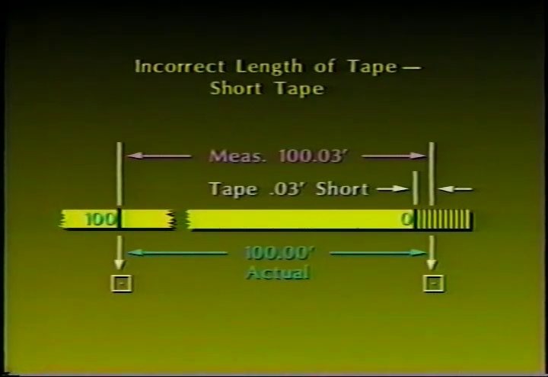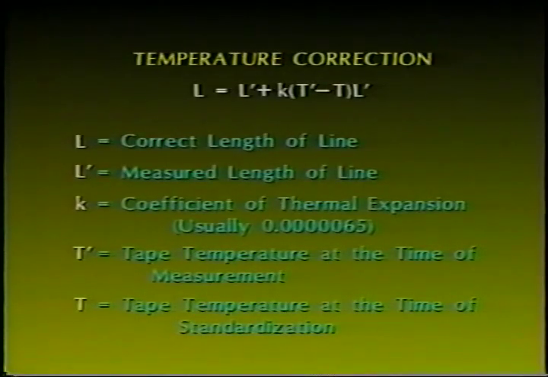Drawing a sketch like I have here is a great help in helping you reason or visualize an answer. One of the most common corrections made is that for temperature, other than the temperature at which the tape was standardized. Steel tapes will expand and contract depending on the temperature of the tape at the time of making the measurement. The coefficient of thermal expansion and contraction of steel normally used in tapes is approximately 6.5 times 10 to the negative 6 per unit length per degree Fahrenheit. The actual length of a line measured at a temperature other than standard is equal to the measured length plus the product of the coefficient of the thermal expansion and contraction of steel times the tape temperature at the time of observation minus the tape temperature at the time of standardization, which is usually 68 degrees Fahrenheit, times the measured length of the line. Take some time now to work the temperature correction problem in your workbook.